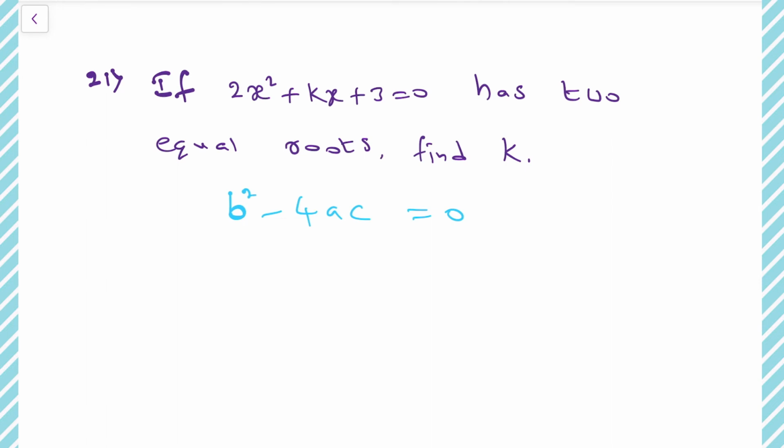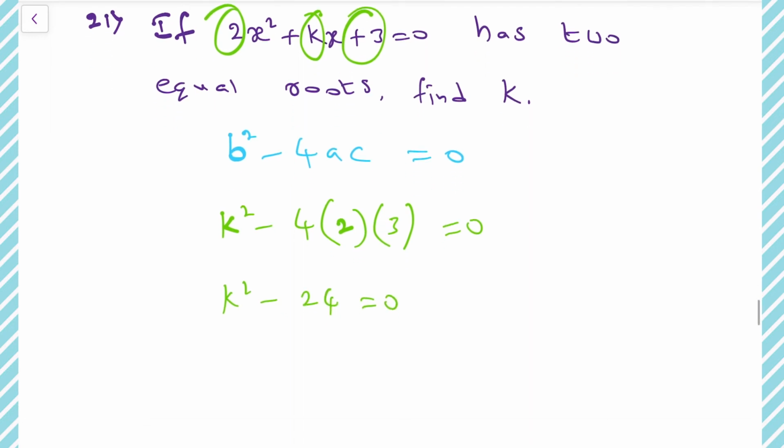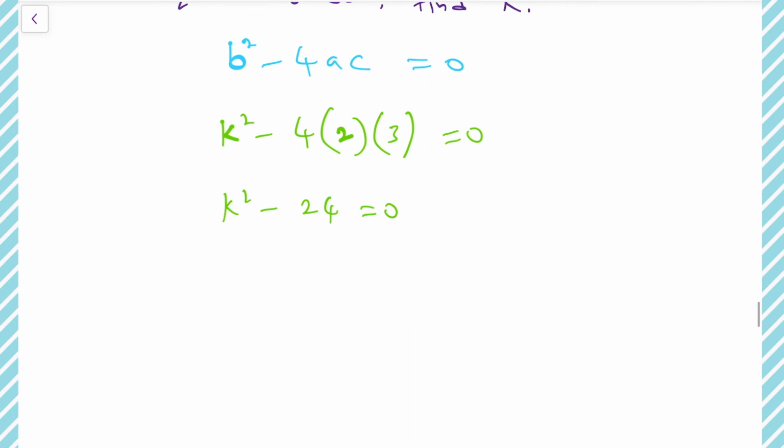b square, that is the x coefficient k, so k square minus 4 into a, the x square coefficient 2, into c, the constant, that is 3, is equal to 0. k square minus 4 2s are 8, 8 3s are 24, is equal to 0. Minus 24 I will take to the right side, it becomes plus 24. So k square is equal to 24. Then what will be the k value? Plus or minus root 24.